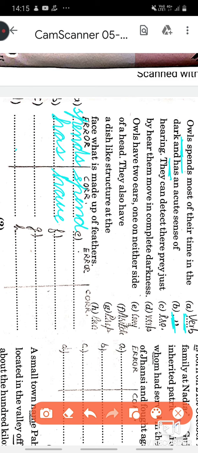Once again, we'll read the paragraph from the beginning. Make it a point to always read it from the beginning, including the corrections. Owls spend most of their time in the dark and have an acute sense of hearing. They can detect their prey just. Now look at the word there. This is wrong. T-H-E-R-E should be T-H-E-I-R.